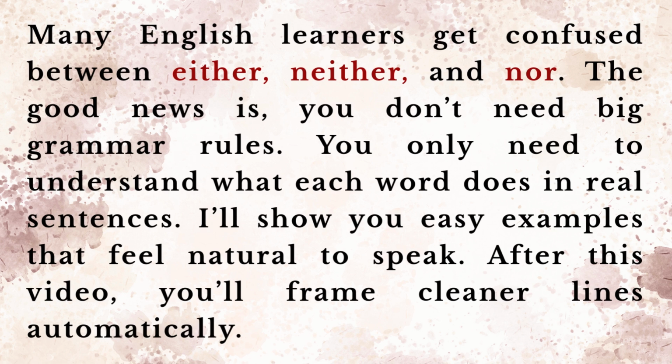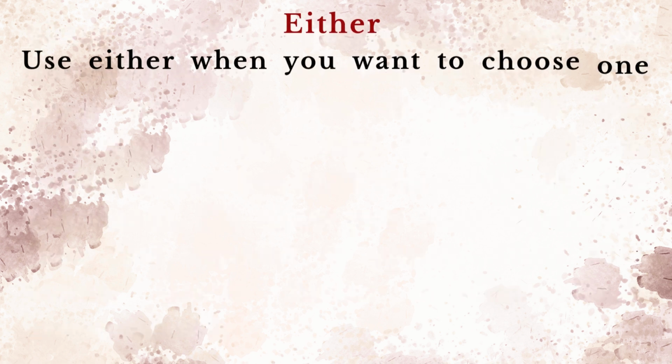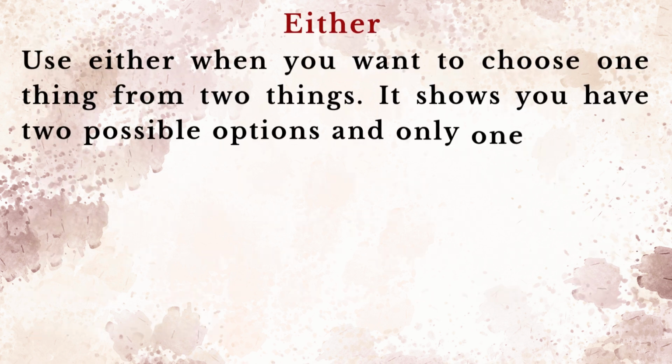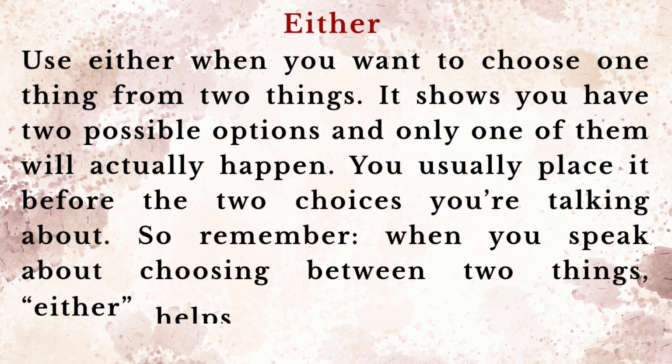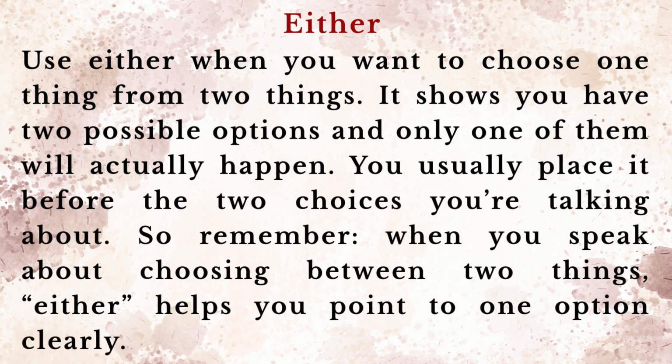Let's start. First is either. Use either when you want to choose one thing from two things. It shows you have two possible options and only one of them will actually happen. You usually place it before the two choices you are talking about. So remember, when you speak about choosing between two things, either helps you point to one option clearly.